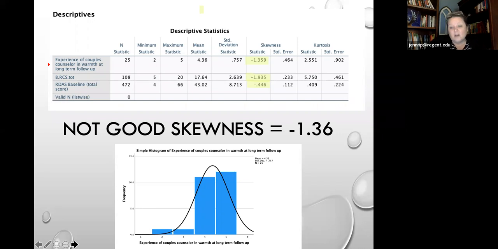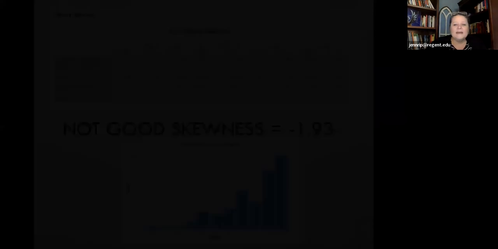It's kind of a good outcome, right? The vast majority of couples rated their counselor as a 4 or 5 on a scale of 1 to 5 as to whether or not they were interpersonally warm towards them, and very few rated their counselor as a 2 or a 3. So that makes for a negative skew. If we needed to analyze that data, we might need to fix it because it is not good. It is a negative skew. That's poor.